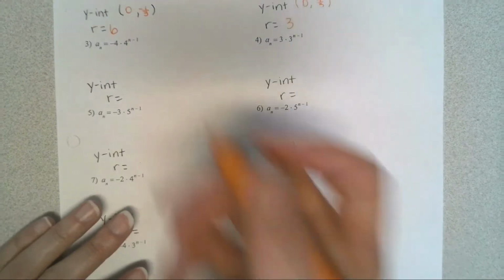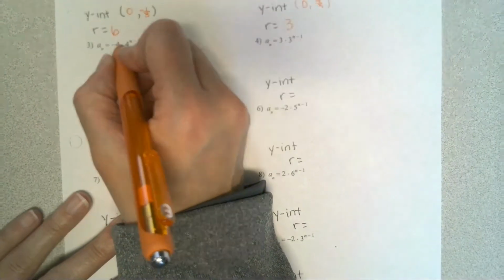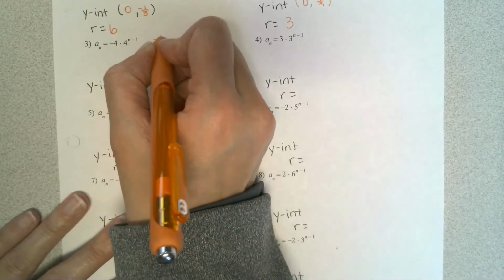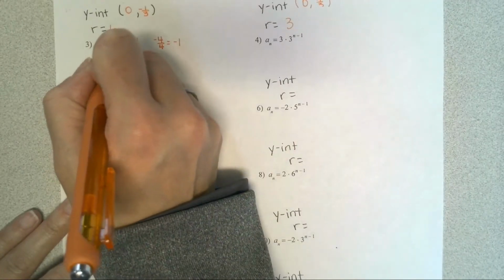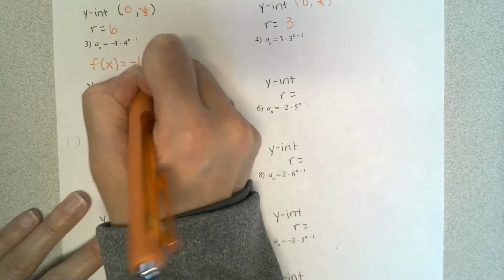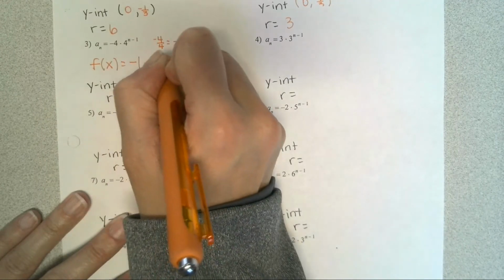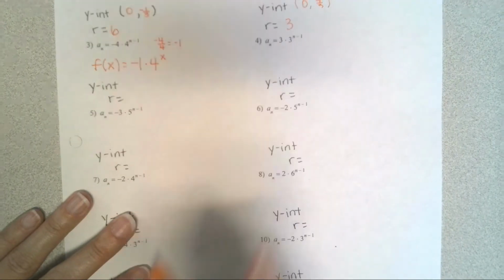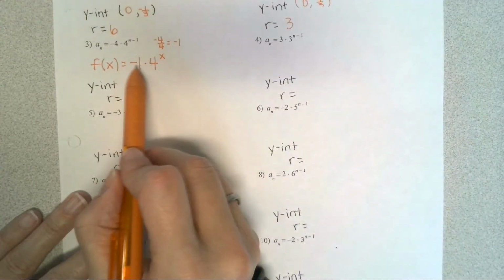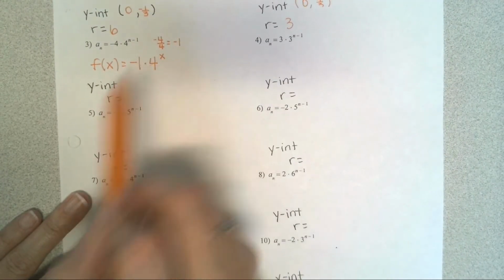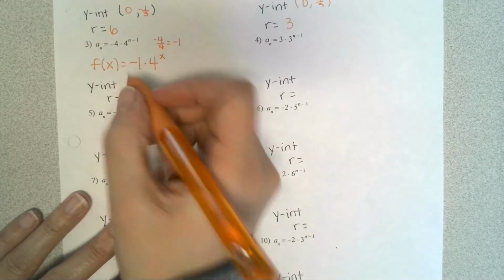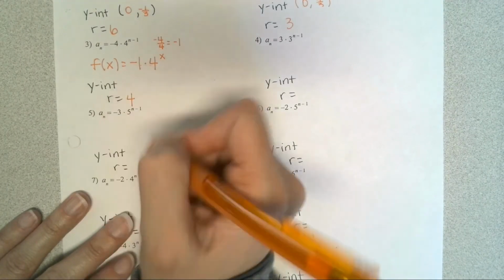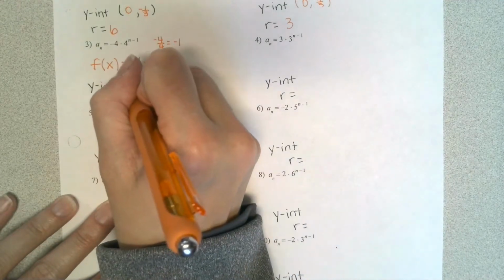Okay, let's go with this. So I know that when I make my y-intercept, it's going to be negative 4 over 4, which is equal to negative 1. So this is f of x equals negative 1 times 4 to the x. Bear in mind, you cannot rewrite this as negative 4 to the x. It has to be written as negative 1 times 4 to the x. My ratio is 4, and my y-intercept is 0, negative 1.